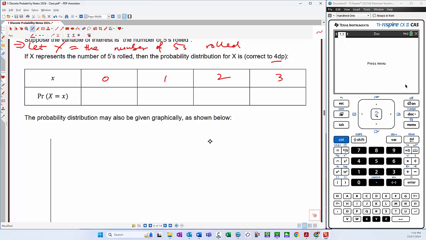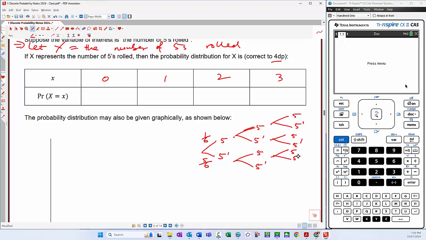The way this is going to work is when I roll the dice, I either get a 5 or I don't get a 5. The chance of getting a 5 is 1 in 6, or not 5 is 5 in 6. I know this because this is a fair dice. I'm rolling it 3 times, so it's 5 or not 5, 5 or not 5, 5 or not 5.